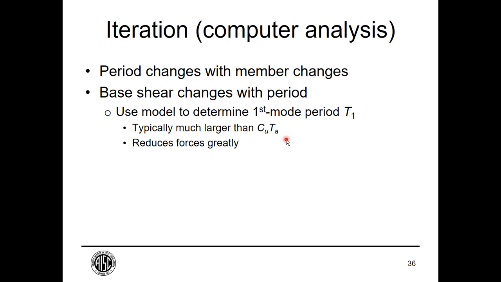Your period for drift can be a lot larger than CU times the approximate period. And the longer the period is, the lower the force is. So you want to be using the correct period to calculate the drift, because if you use the artificially low period to get your force, your building will be a lot stiffer than is required by the code. So the scaling of the forces changes with each iteration, because each iteration changes the members and changes the period.